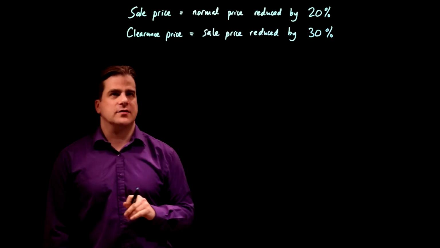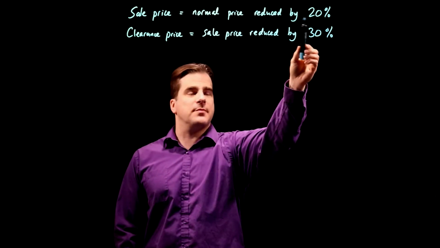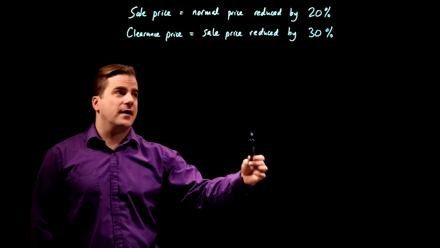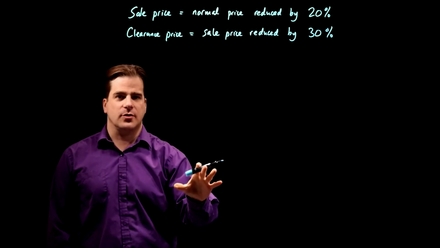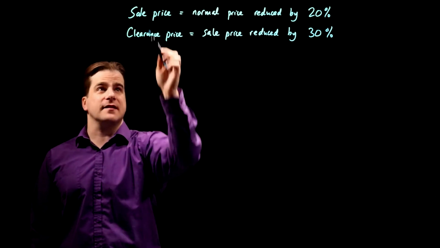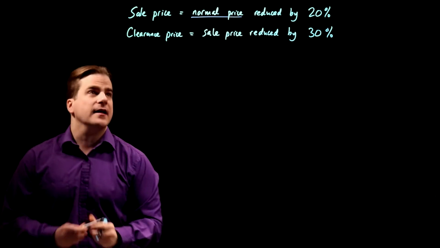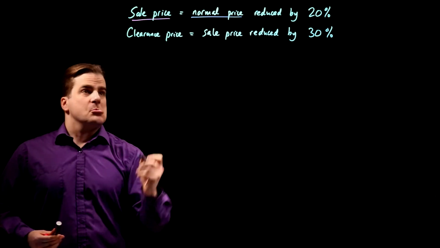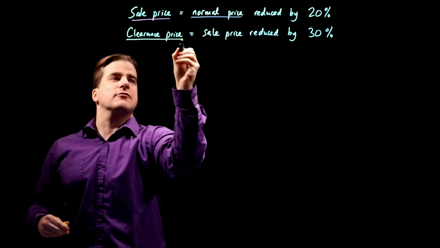Okay, there are some TV sets on sale and we're told that the sale price is the normal price reduced by 20%. But then they reduce the sale price by another 30%, and I've called it the clearance price. I know it's not called that in your question, but I wanted to introduce a name just to distinguish it from the normal price and the sale price. So we've got the normal price, the sale price, and the clearance price. So 3 different prices.